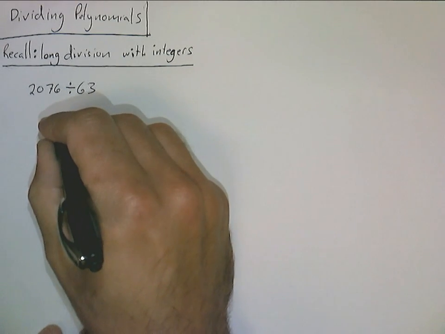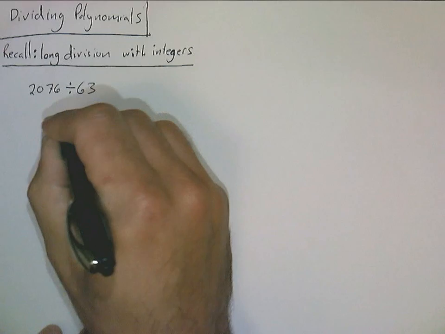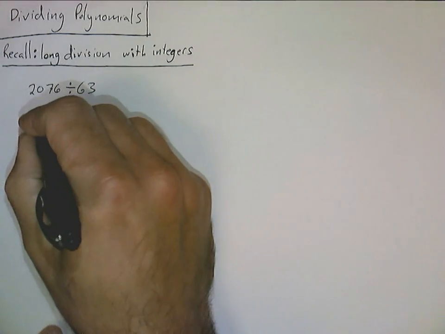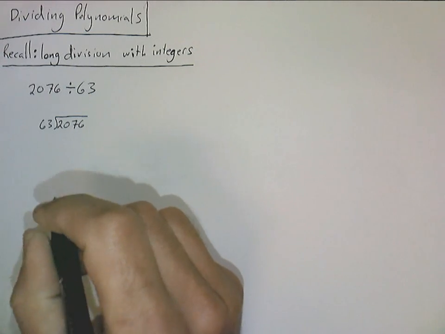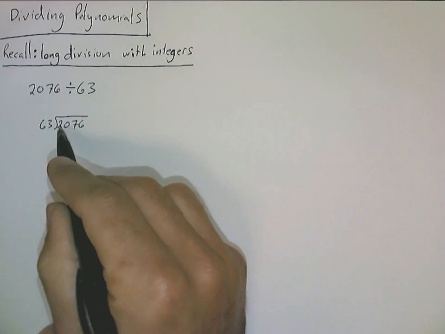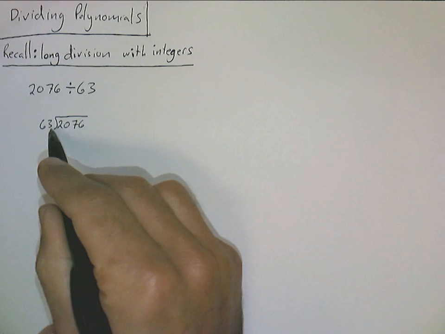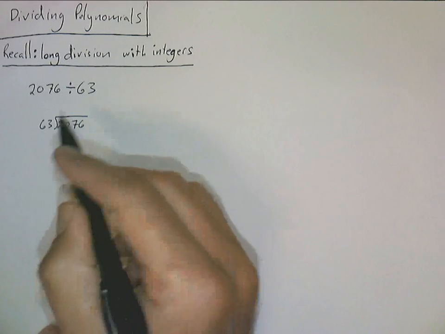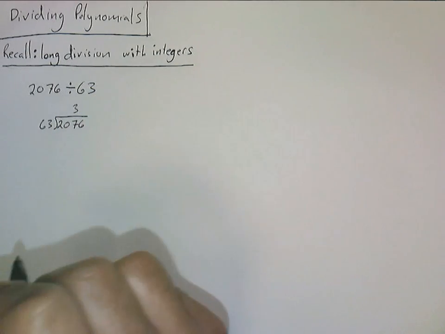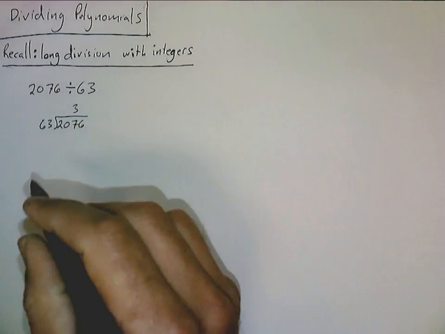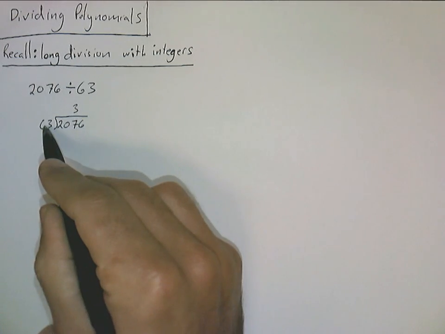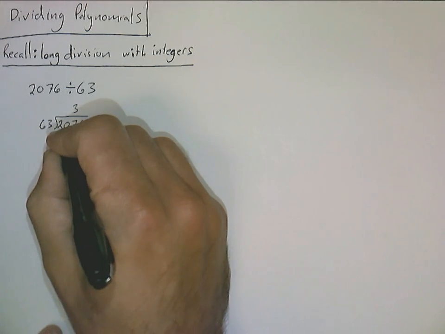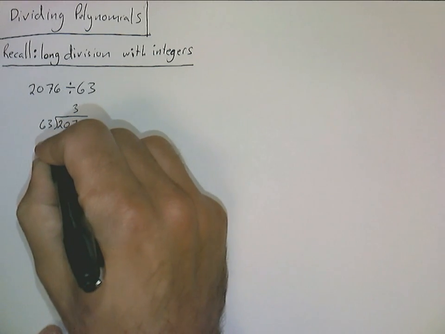So the way we set this up is we take 2076 and put it in our nice long division symbol. 63 is out here. And we see, well, how many times will 63 go into the first few digits that we need. Obviously, 63 doesn't go into 20, but it will go into 207. And it'll go into that 207 3 times. So we put a 3 there. And then we multiply the 3 times the 63 and put that down below here. So 3 times 63 is, of course, 189.